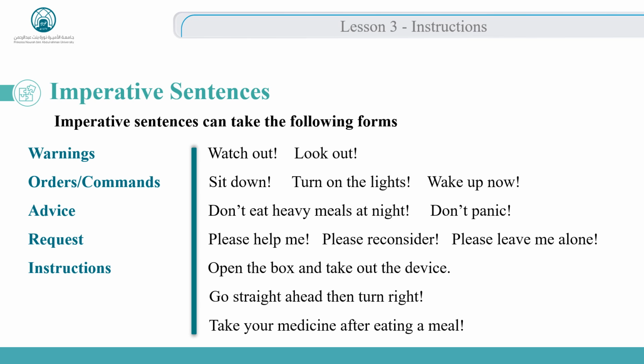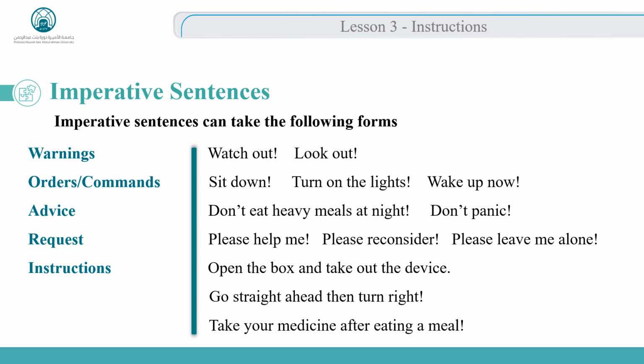As I told you, an instruction is an imperative sentence which has the form verb in the infinitive plus the rest of the sentence, and the subject is implied. However, we have to note here that imperative sentences can take other forms, not only instructions. So we would have warnings like watch out, look out. We would have orders or commands, sit down, turn on the lights, wake up now.